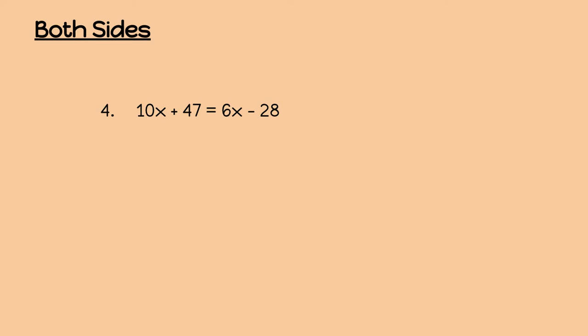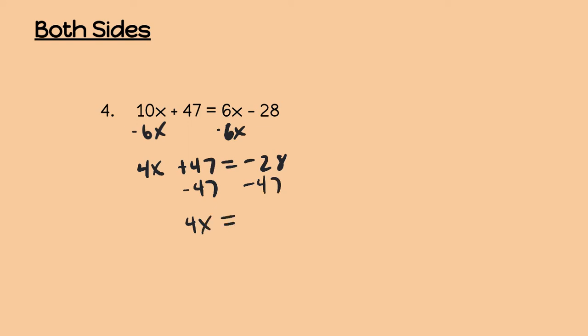Our last example. Here you have x's on both sides. It doesn't really matter. Again, I'm going to subtract the 6x. I see automatically that gives me 4x over here. So I have 4x plus 7 equals negative 28. I'm going to subtract the 47. I get 4x equals negative 75. So x equals negative 75 over 4.